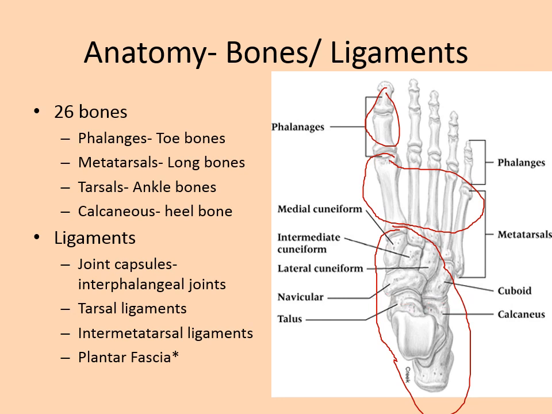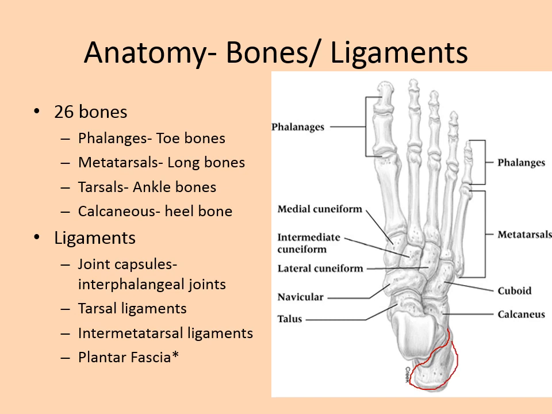For the most part, I'm not going to ask you to memorize the names of the different bones in the tarsals. However, two that are important are the talus and the calcaneus. The calcaneus is down here. This is your heel bone. So if we looked at it from underneath, that would be your heel bone. And then the talus is where the tibia and fibula sit on top of.